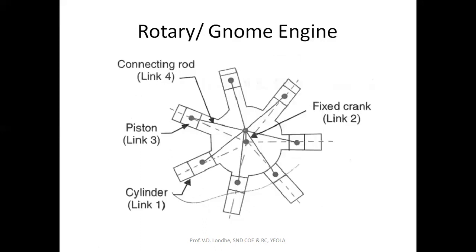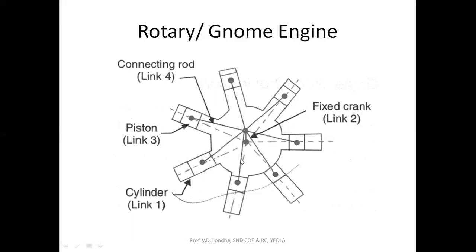Then the second inversion is the rotary or gnome engine. Here, if you see, the second link, link number two, is the fixed link or frame. Then the third link is the piston, the first link is the cylinder, and the fourth link is the connecting rod. Here, the cylinder will be rotating with respect to this axis. So this engine is called a rotary engine.